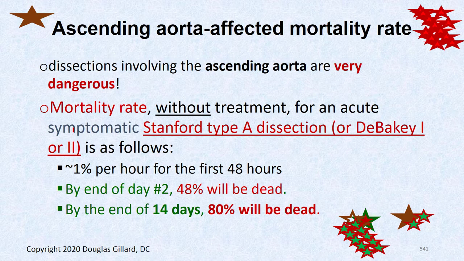The mortality rate for ascending dissections is not good. They're very dangerous. Mortality rate without treatment. There's some research on this. For a Stanford A or DeBakey 1 or 2, it's got to be in the ascending aorta.